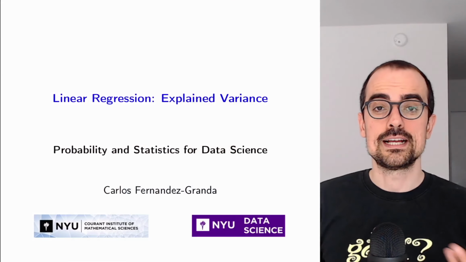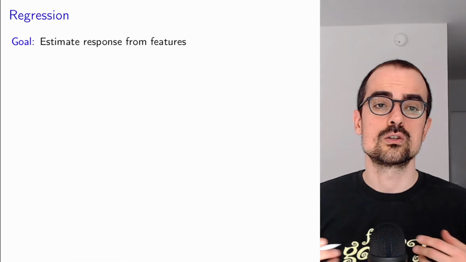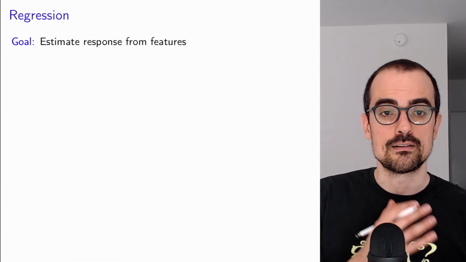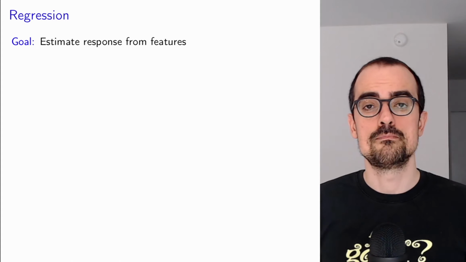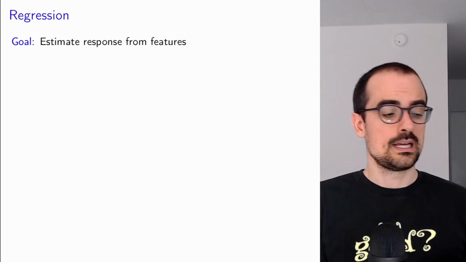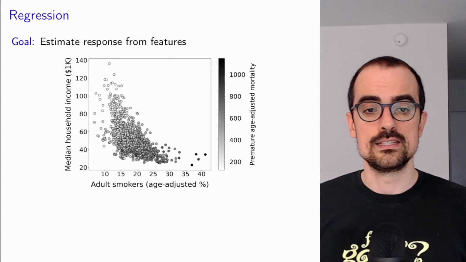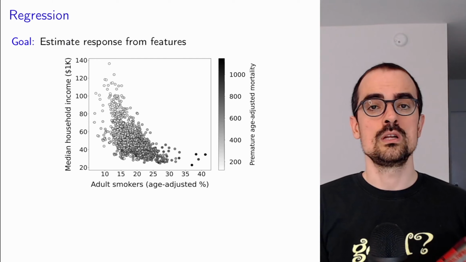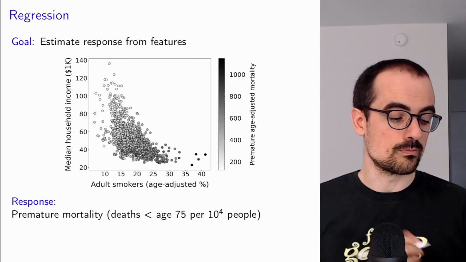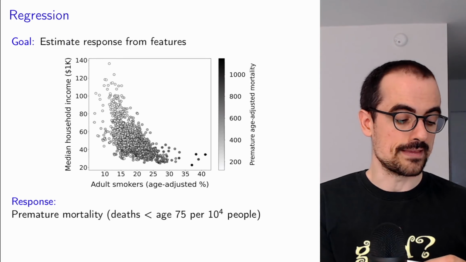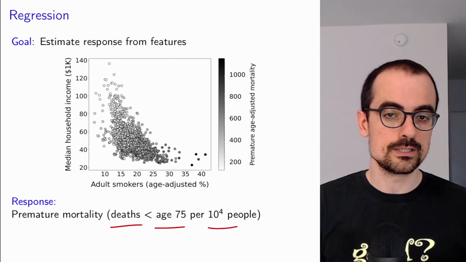We're going to talk about explained variance in the context of regression, where we want to estimate a response from multiple features. We're going to use an example that we already used in the video on ordinary least squares, where our goal is to estimate premature mortality measured by the number of deaths under age 75 per 10,000 people.